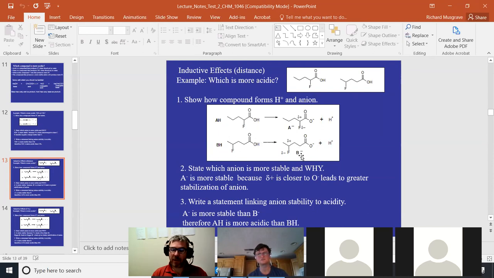Sometimes I'll see answers like A minus is more acidic than B minus. It isn't. It's more stable, but it's not more acidic. Acidic means that it releases H+. These are the compounds that release the H+, not the anions.